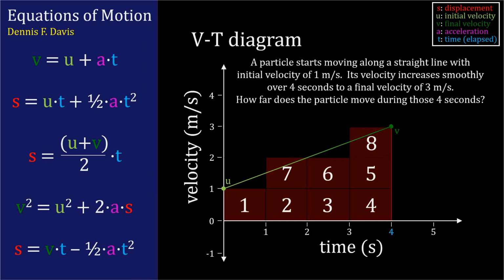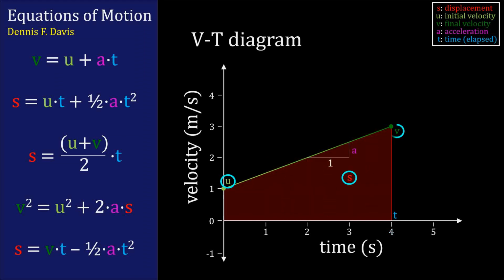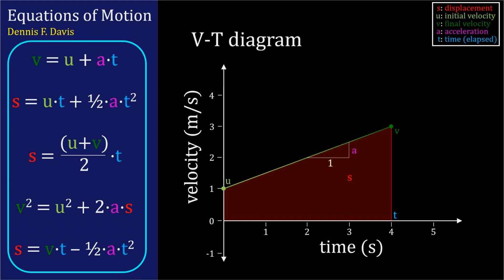When a particle starts moving along a straight line at 1 meter per second, and in 4 seconds accelerates smoothly to 3 meters per second, the particle's displacement is 8 meters, because the area under the VT diagram is 8 meters. So now we know how all 5 variables are represented on the VT diagram. With this diagram, a little geometry, and a little algebra, we can derive the 5 equations of motion.